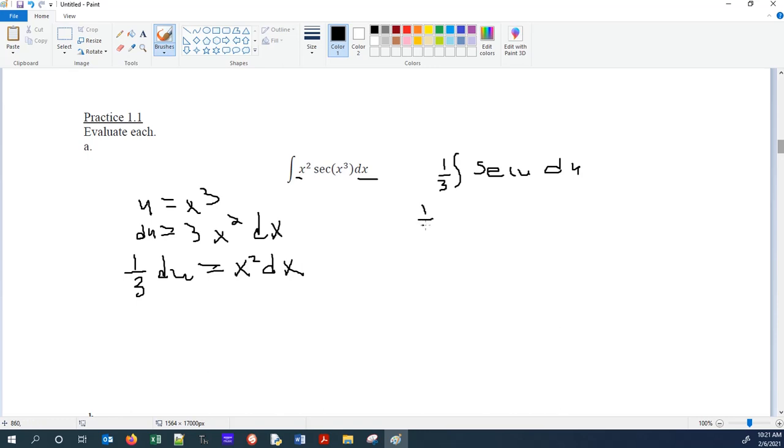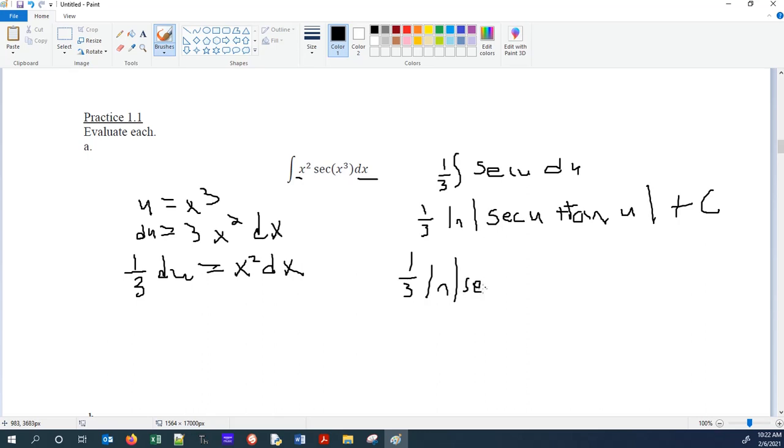The integral of secant u is the natural log of the absolute value of secant u plus tangent u plus c. All right, so this is 1/3 the natural log of the absolute value of secant of x cubed, that was our u there, plus tangent of x cubed plus c.